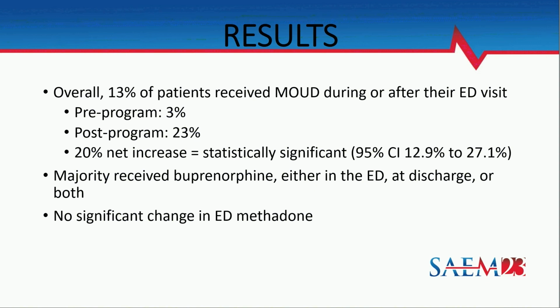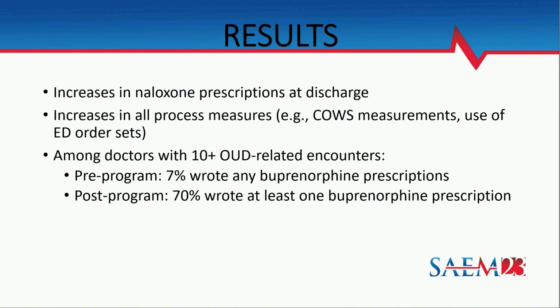The majority of the patients received BUP rather than methadone, and they received it either in the ED, at discharge, or both. And there was no significant change seen when looking at methadone specifically, which makes sense because they didn't really target methadone when they were doing this. So the order sets were more about BUP, for example, in the provider trainings.